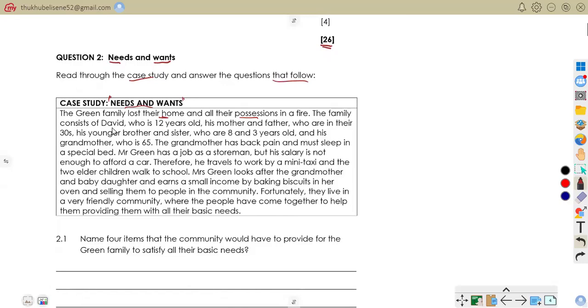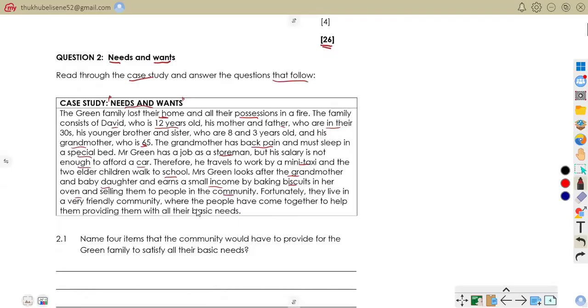So the family consists of David, who is 12 years old, his mother and father, and their grandmother, who is 65. The grandmother has back pain and must sleep in a special bed. Mr. Green has a job as a storeman, but his salary is not enough to afford a car. Therefore, he travels to work by a mini taxi and the two elder children walk to school. Mr. Green looks after the grandmother and the baby daughter and earns a small income by baking biscuits in her oven and selling them to people in the community.